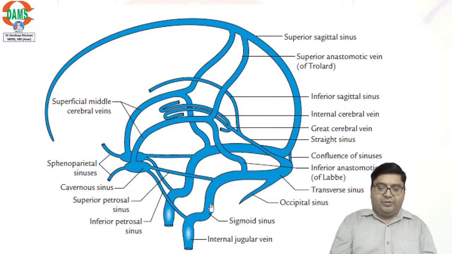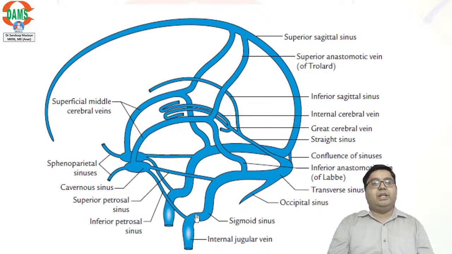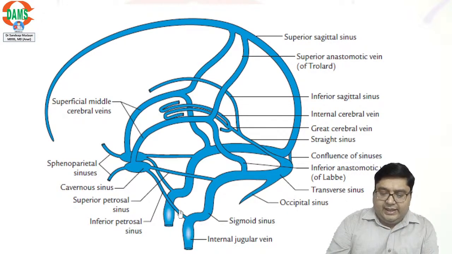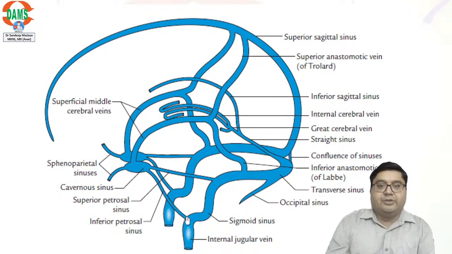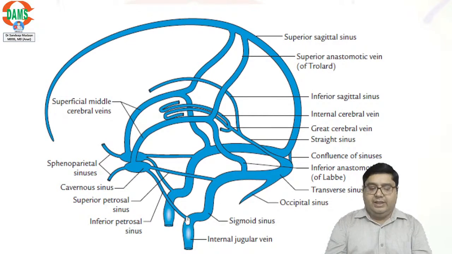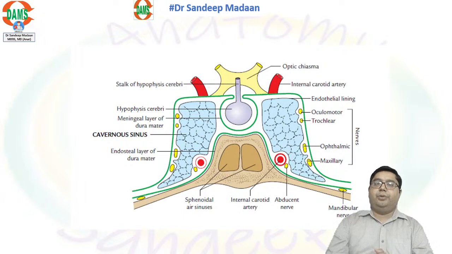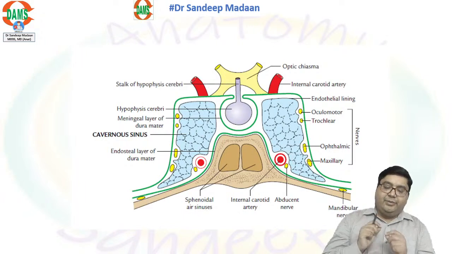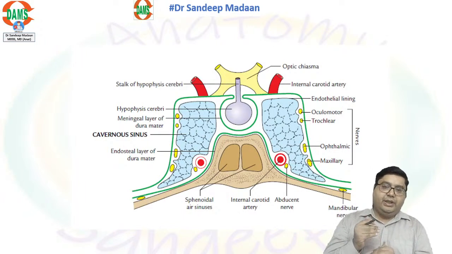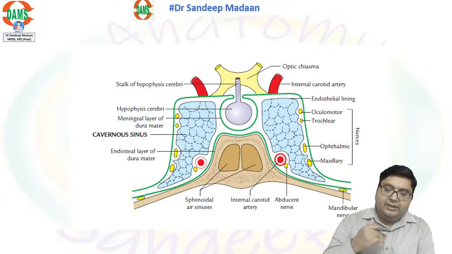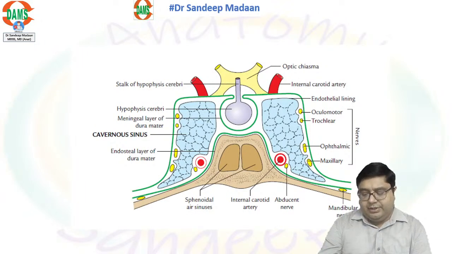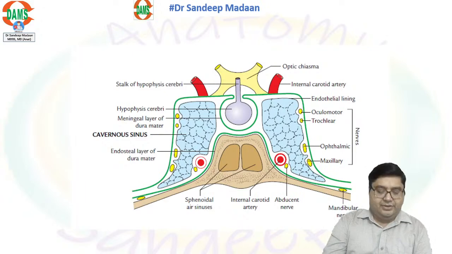Transverse will eventually become sigmoid, and sigmoid will continue as the internal jugular vein. And we can see the inferior petrosal sinus is going to join the internal jugular vein. It becomes one of the tributaries, right? So this is an important area. And also what we need to know is the tributaries of the cavernous sinus, okay, relations of the cavernous sinus and the drainage of the cavernous sinus. So these parts are important, okay.